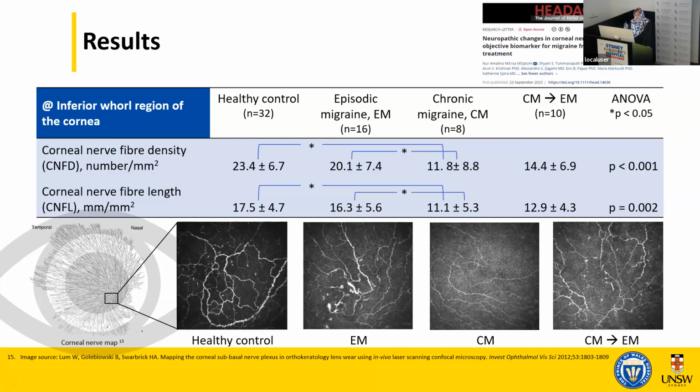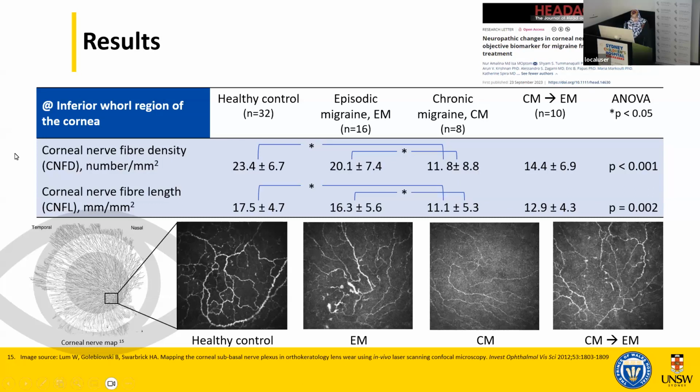So our results show that the corneal nerve morphology in people with migraine is significantly different compared to those without migraine, specifically at the inferior whorl region of the cornea. The inferior whorl is located around here, slightly nasal and inferior to the corneal apex. It is where there are distinct, unique features of the corneal nerves.